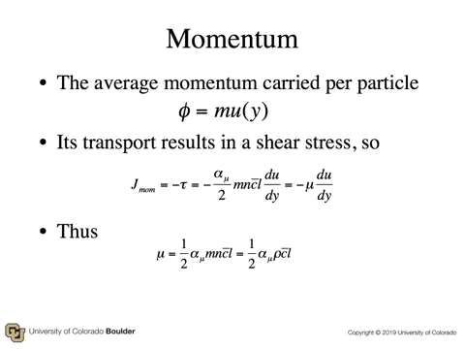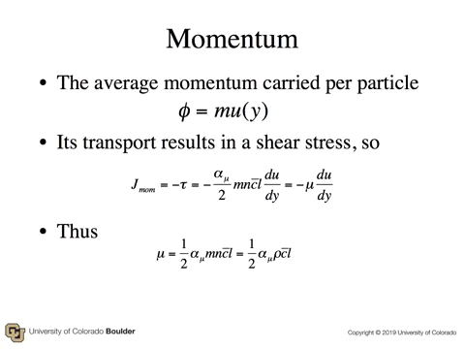So the flux of momentum is equal to the negative of the shear stress, which is going to be minus alpha over 2 m times n times c bar times L times du dy. mn is density, and alpha over 2 mn, or density times c bar L, we define as the viscosity. And so the viscosity is 1/2 alpha, and we put a subscript on alpha, subscript mu, to remind us that the alphas for the different transport properties may not be the same.